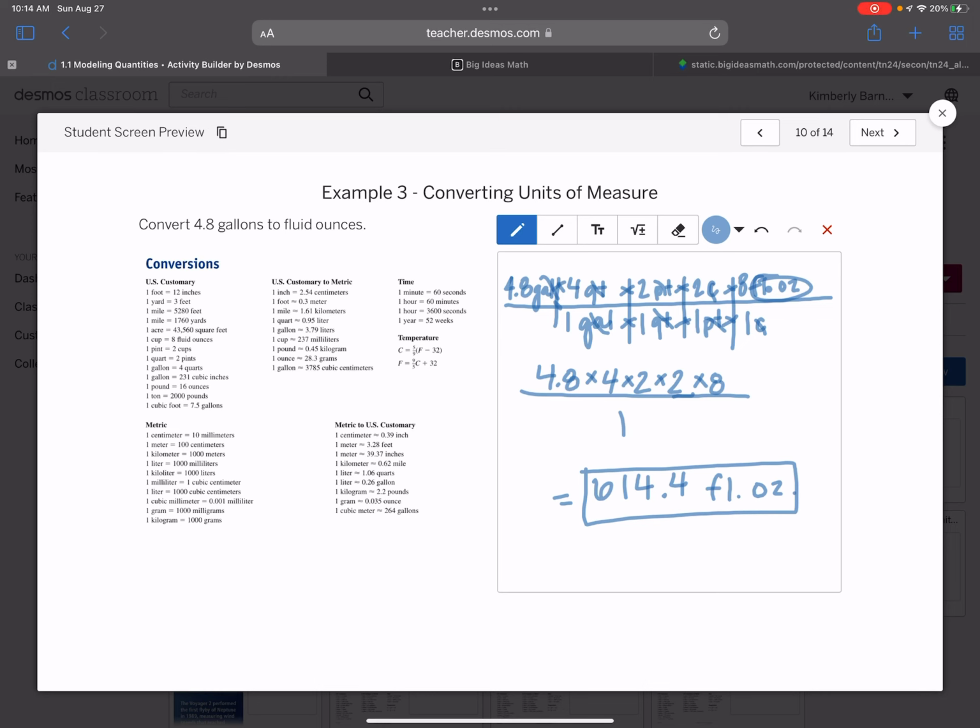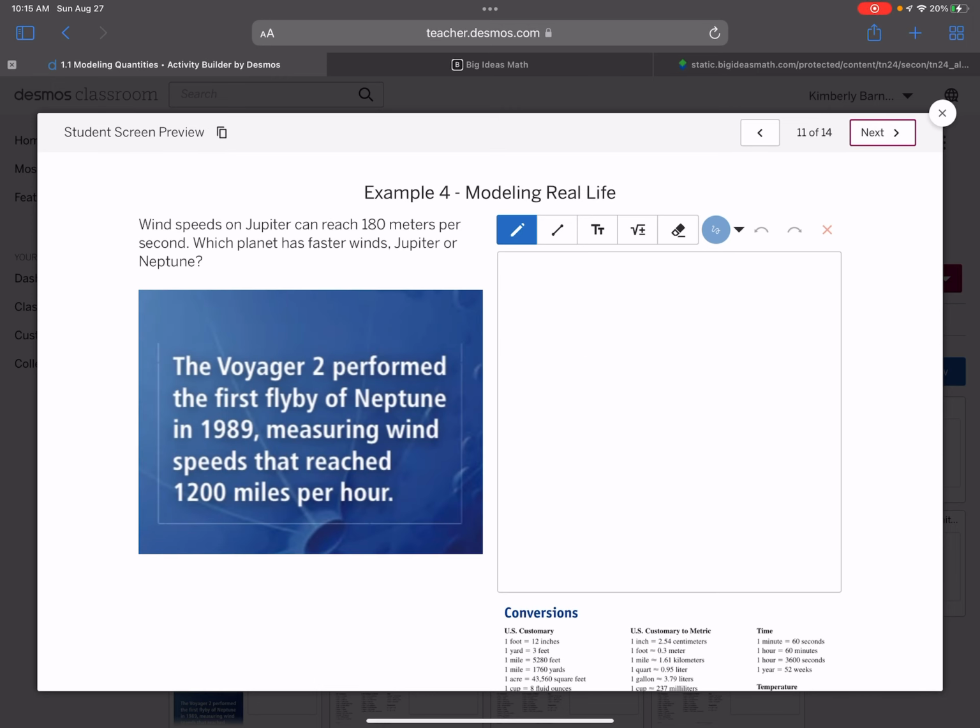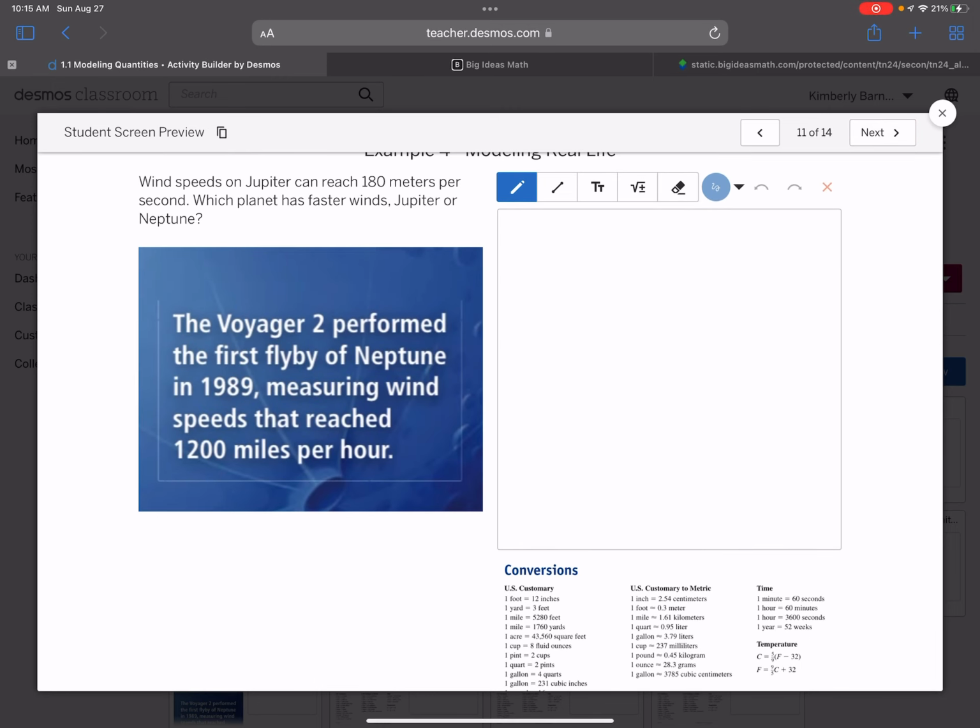All right, my next example, we're talking about wind speeds on Jupiter and Neptune. So Jupiter is 180 meters per second. Neptune is 1,200 miles per hour. So now I'm converting a rate, and I can choose either one. I can either make my meters per second turn into miles per hour or miles per hour turn into meters per second. It doesn't matter. But I'm just going to work with Jupiter's and change it to miles per hour.